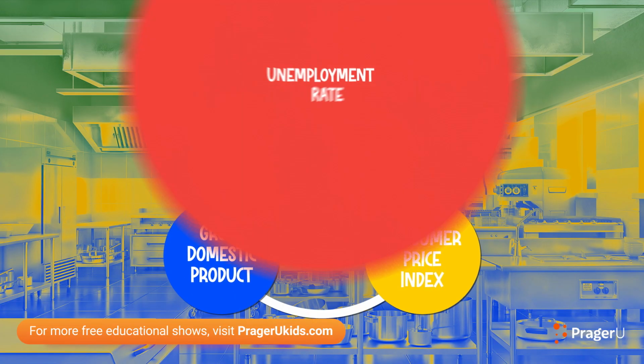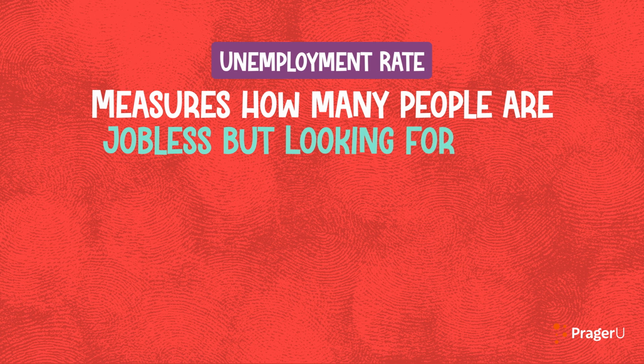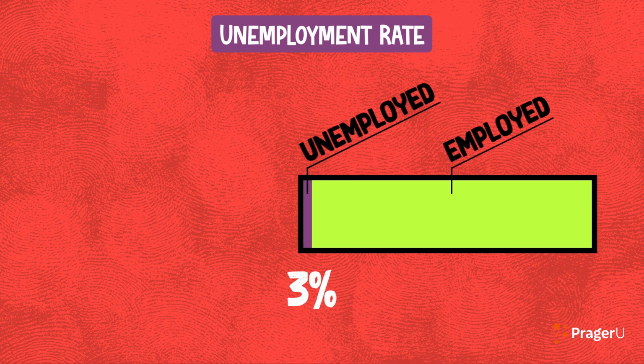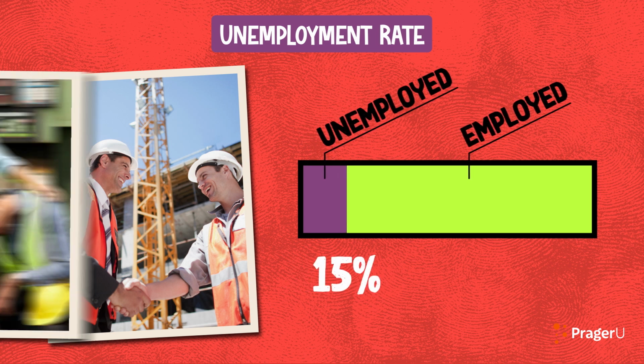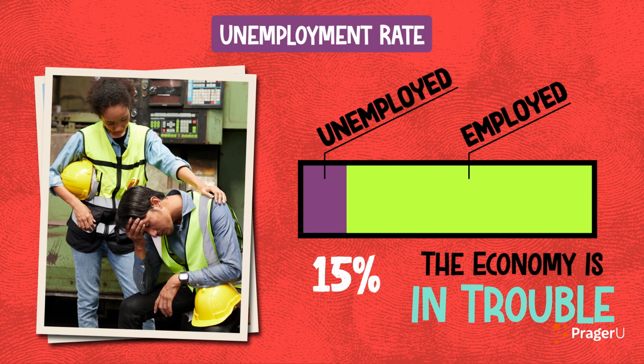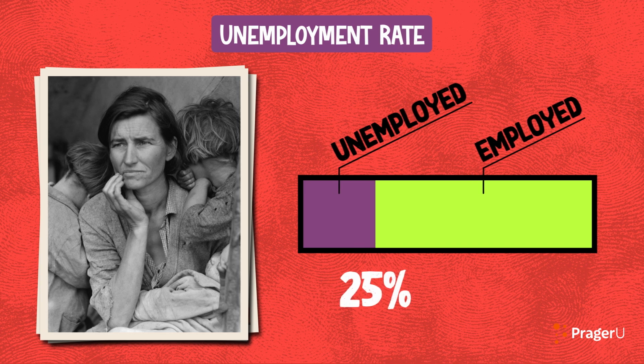The third indicator is the unemployment rate. This measures how many people are jobless but looking for work. If that number is low, it's usually touted as the economy is healthy and productive. When it's higher, it's usually a sign the economy is in trouble. During the height of the Great Depression, around 25% of the workforce was unemployed.